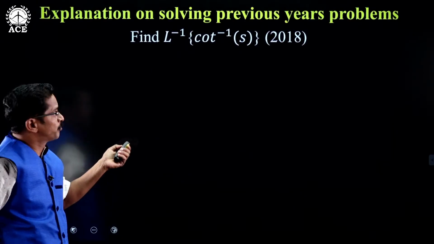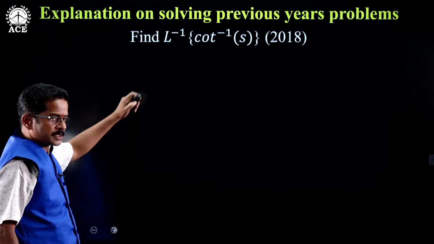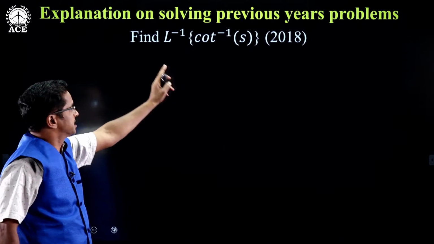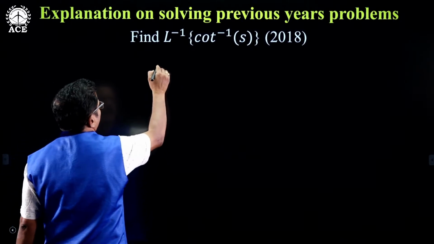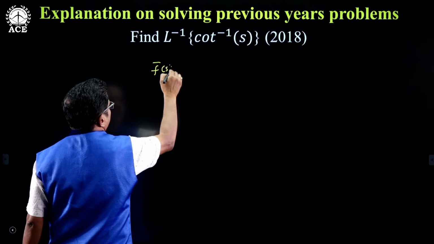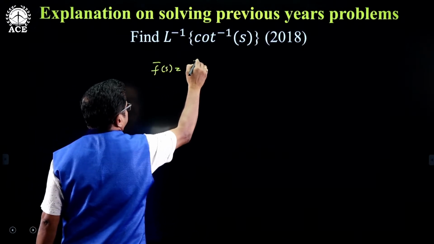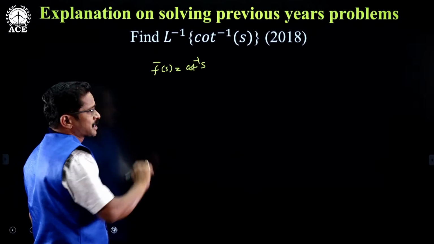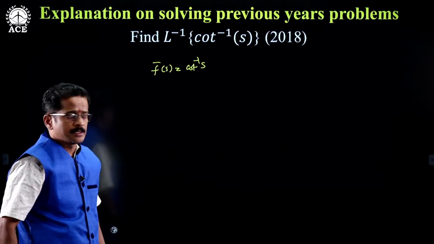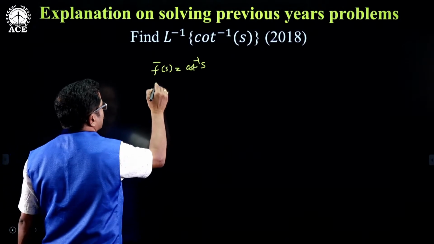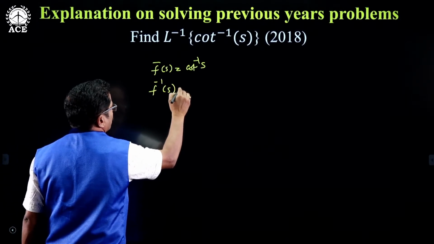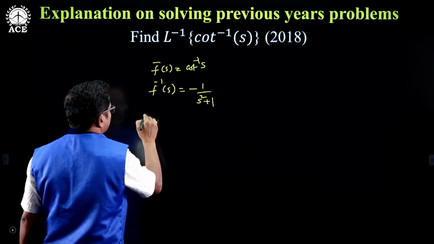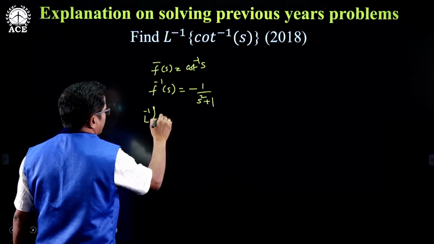Even this is very important. This type of problem is most frequently asked in university examinations. So here similarly, for cot inverse you assume f bar of s. The inverse Laplace transform we cannot evaluate directly, so take its derivative. The derivative of cot inverse is minus 1 by s square plus 1. Now take the inverse Laplace transform on both sides.